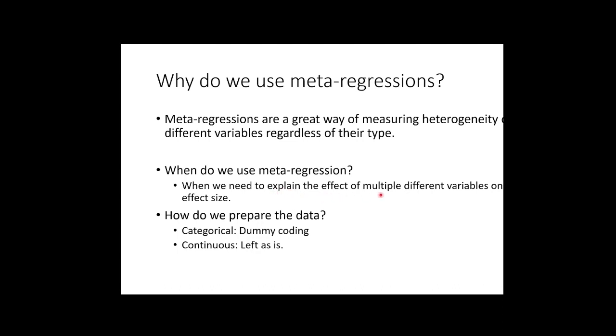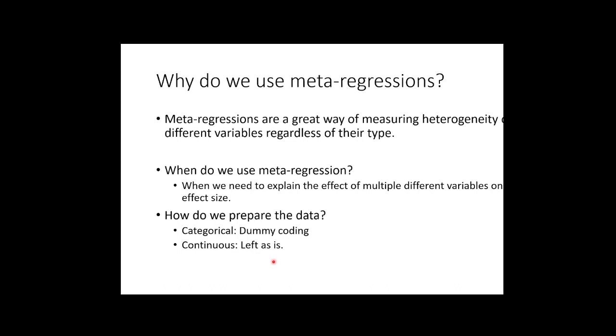Now, okay, so we want to use meta-regressions in this analysis. How do we prepare the data that we already have to let's say make it suitable for meta-regression? If you have a continuous variable, you just leave it as it is. That means when we're using the meta-regression, we will be using something called linear regression, where we plot two continuous variables against each other, and it will try to find the line of best fit.